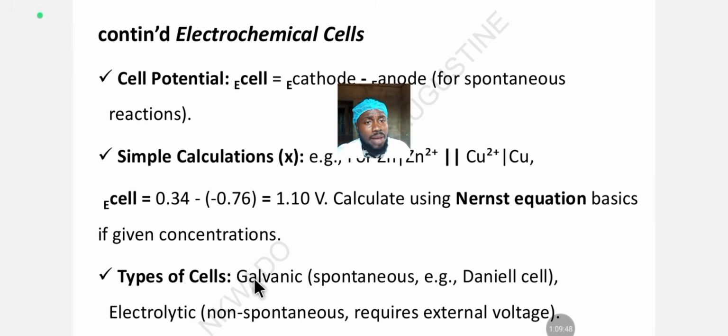Now let's move over to types of cells. The first type of cell we have here is the galvanic cell, which is the spontaneous cell. They are also known as the primary cells, such as the simple cell, the Daniell cell, the Leclanché cell, and so on.